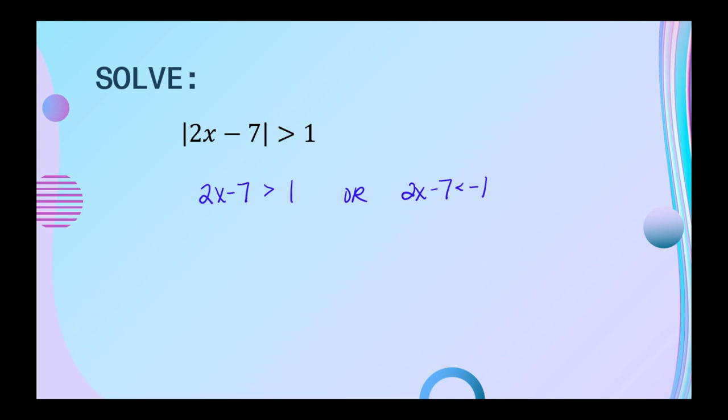Okay, I'm going to solve them. So I'm going to start by adding 7, and I get 2x is greater than 8, divide by 2, and x is greater than 4. Or, then I'm going to come over here, I'm going to add 7, so 2x is less than 6, divide by 2, and x is less than 3. Here I have my inequality, x is greater than 4, or x is less than 3.